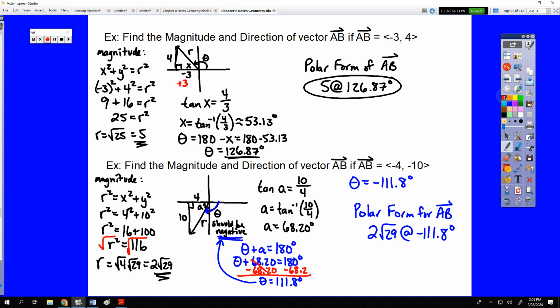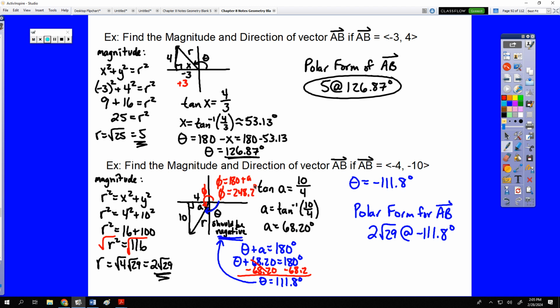Alternatively, we could have also come up with the angle here, which we could call angle phi. Okay, phi would be 180 plus A. So you could have also said 2 root 29 at 248.2 degrees would be an identical picture, okay?